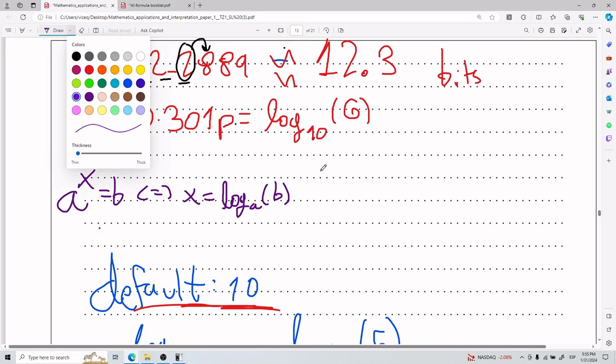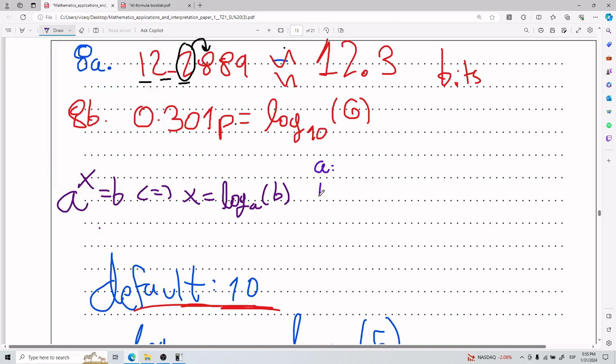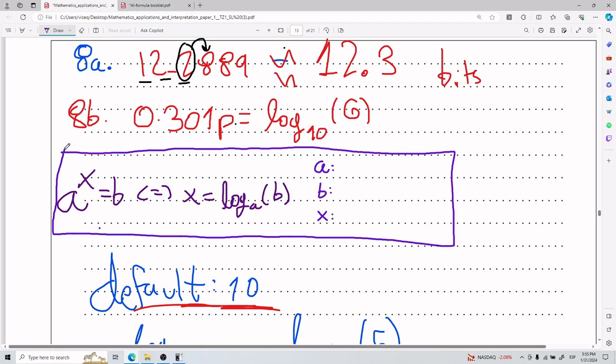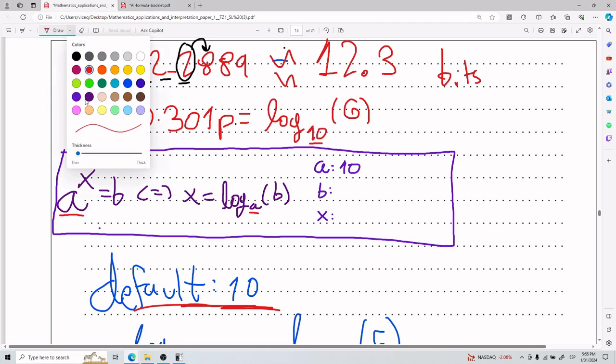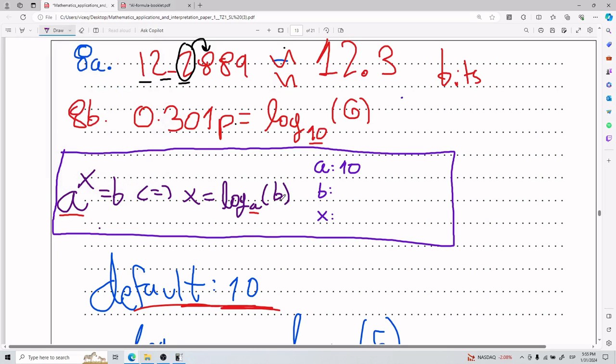So in this context, what is A, what is B, and what is X? In this context, A would have to be 10. Why? Because we're talking about log 10, I mean, the base 10, okay? So A is 10, that means this A over here is also 10. Okay, what else? So B is what's inside the parentheses, which is just G.